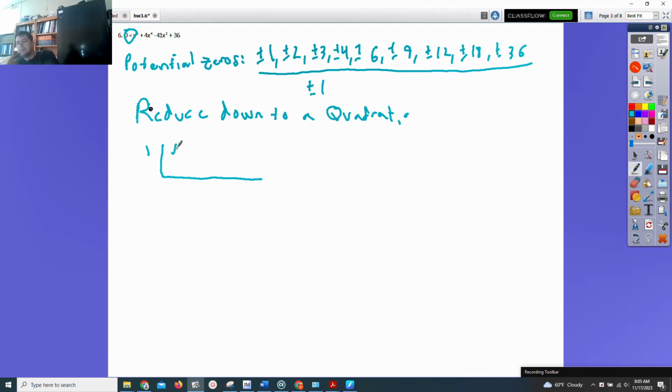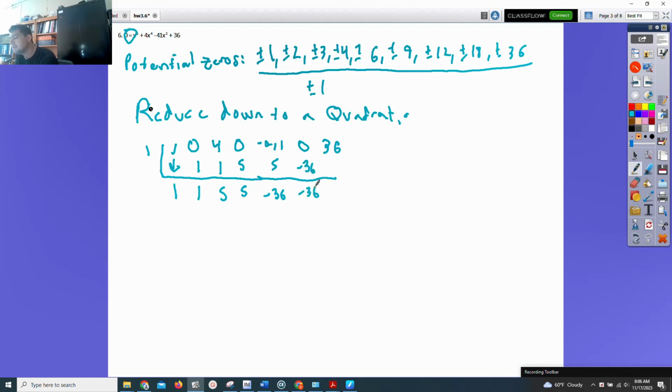Need placeholders. There is an x to the 6th. There is no x to the 5th. There is an x to the 4th. There is no x cubed. There's a minus 41x squared. There is no x, and there is a 36. And I'm going to multiply, and I'm going to add. So I drop the 1. 1 times 1 is 1, 0 and 1 is 1, 1 times 1 is 1, 4 and 1 makes 5, 1 times 5 is 5, 0 and 5 makes 5. 1 times 5 is 5, -41 and 5 makes -36. 1 times -36 is -36, 0 and -36 is -36, 1 times -36 is -36, 0.